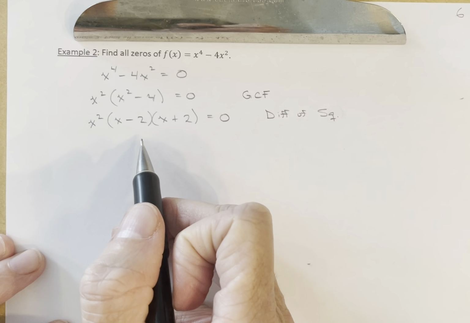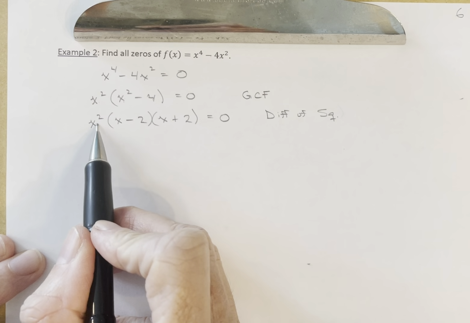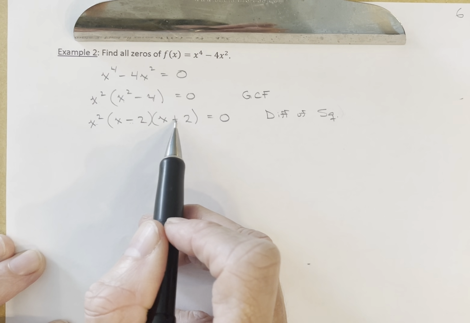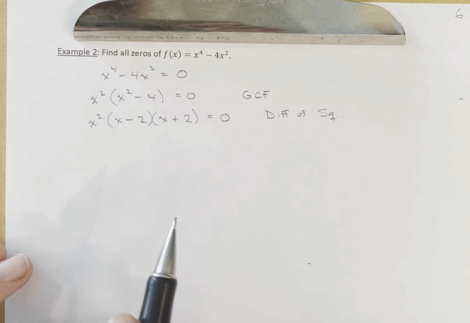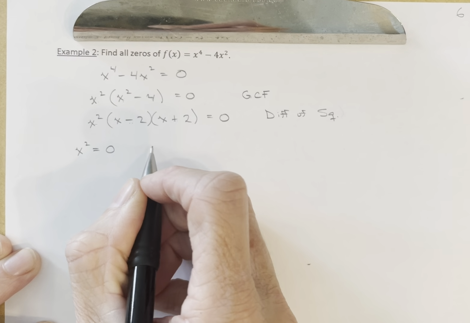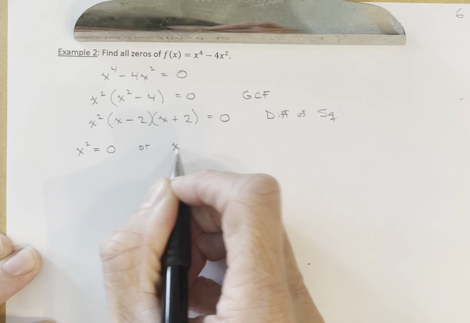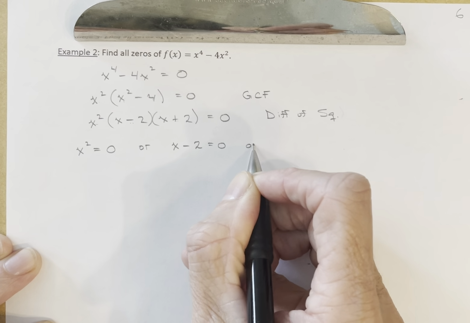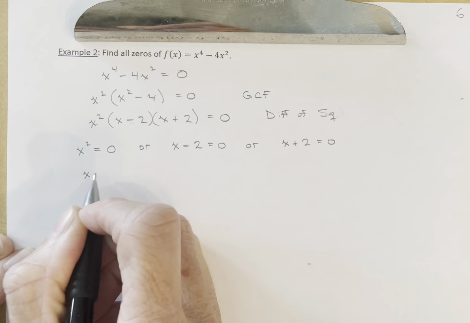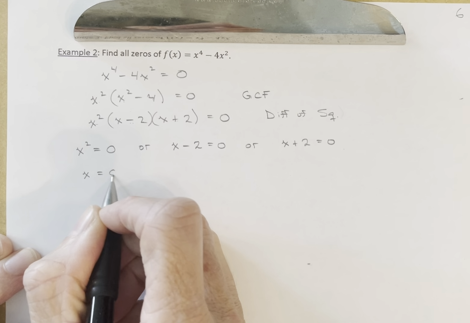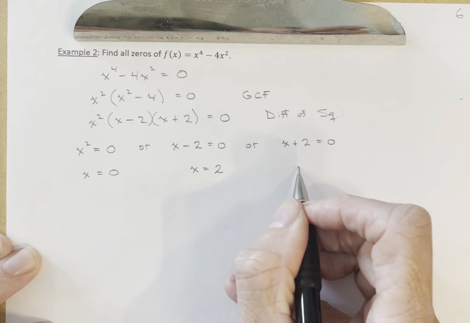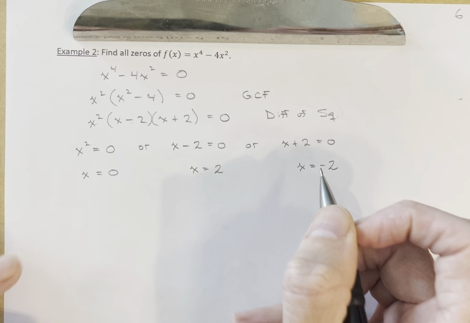And so now we can use our zero product property. If this times this times this is equal to 0, then 1 or 2 or all 3 of these things must be 0. So let's take a look. One of these things says x squared has to be 0, or x minus 2 has to be 0, or x plus 2 has to be 0. Well, taking the square root of both sides, x is plus or minus 0, which is just 0. Add 2 to both sides, x equals 2. Subtract 2 from both sides, x equals negative 2.